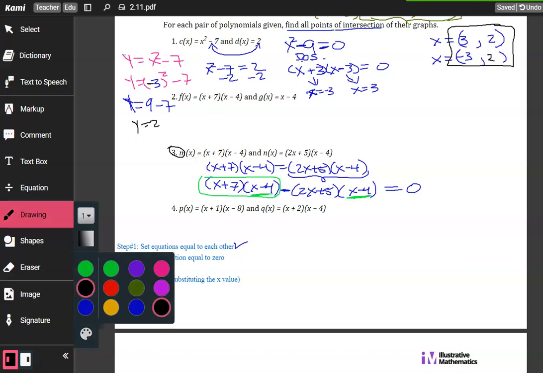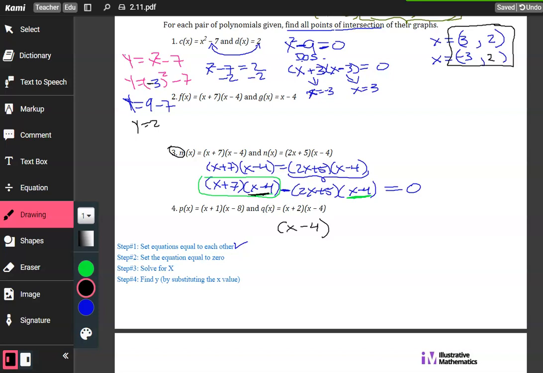You see that? They have an x minus 4, so I'm going to factor that out. And then inside these brackets, I'm going to put whatever I didn't use. So x plus 7 is still there, minus 2x plus 5. That's by taking out a greatest common factor, which is the x minus 4. I take it out, and then in brackets, I put whatever I didn't use. So you have these two parentheses.